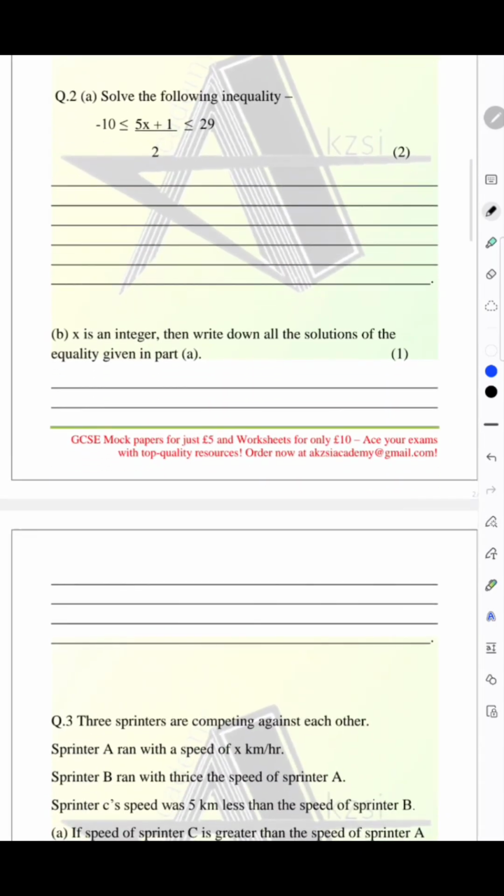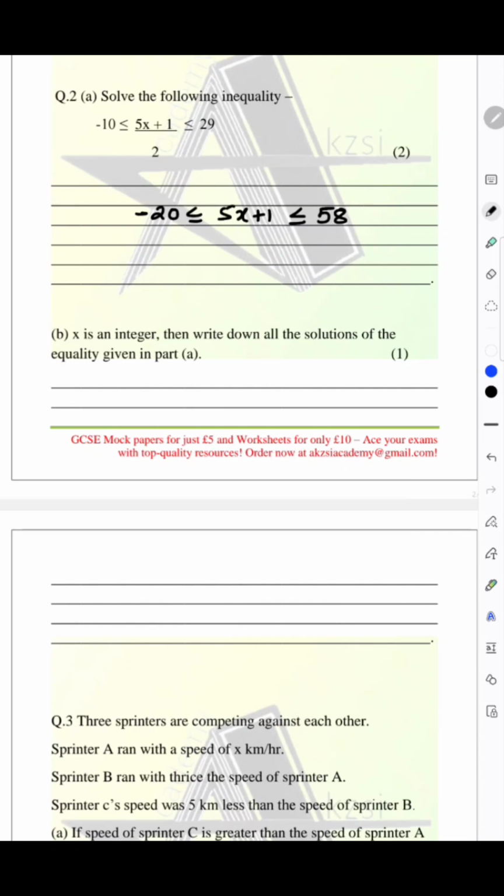See question number 2a. Solve the following inequality. Same thing, whatever we are doing with one, the main aim is to isolate x. So multiplying 2 to all the sides, it will give me minus 20, 5x plus 1, and this will be 58.